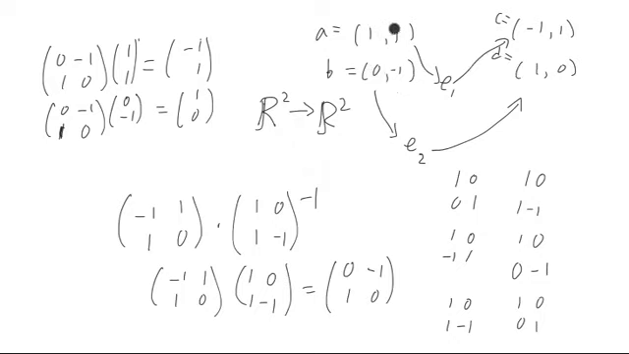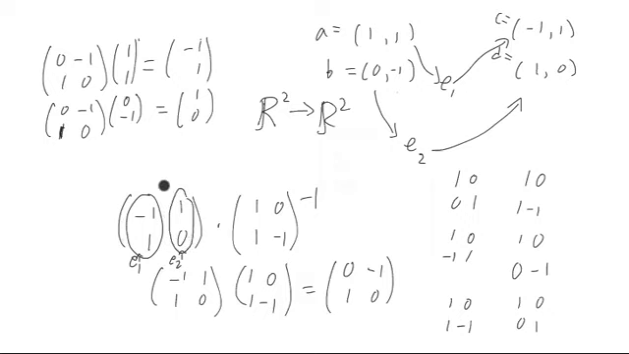First, let's send A to E1 and B to E2. And then we'll send E1 to C and E2 to D. Now, this last one's pretty simple. E1 going to C, that's like right here. So we have E1 goes to this, and E2 will go up to this.